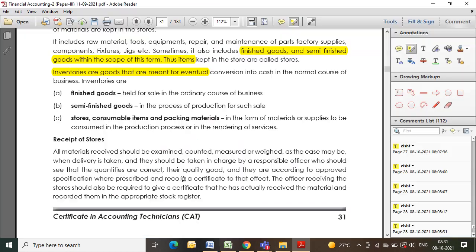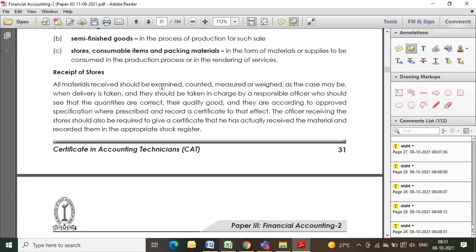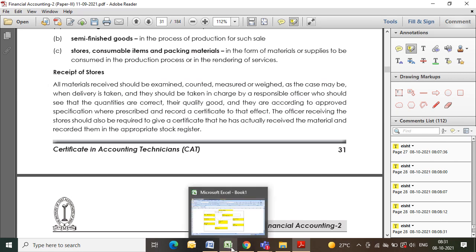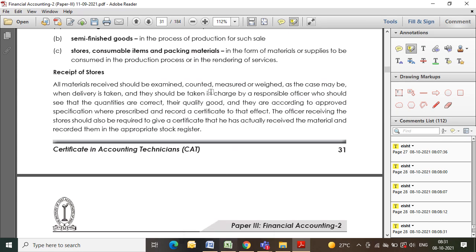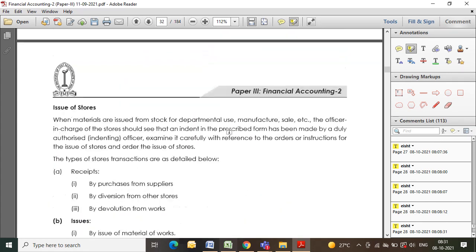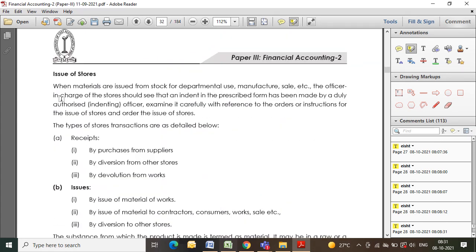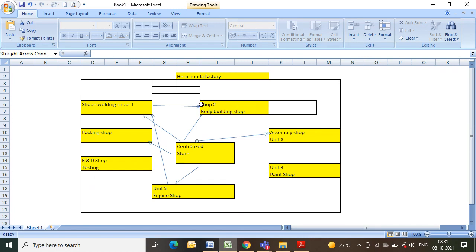Now moving on. All materials received will be examined, of course. Since the store has the concept of receiving material, they should examine it, weigh it, measure it, etc. And wherever required, give a certificate that they have received the material and record it in the stock register also. So they ensure that accounting is perfect. Similarly, when they take in the material, they also issue material. So this department issues material to all the stores, all the factories, all the units.